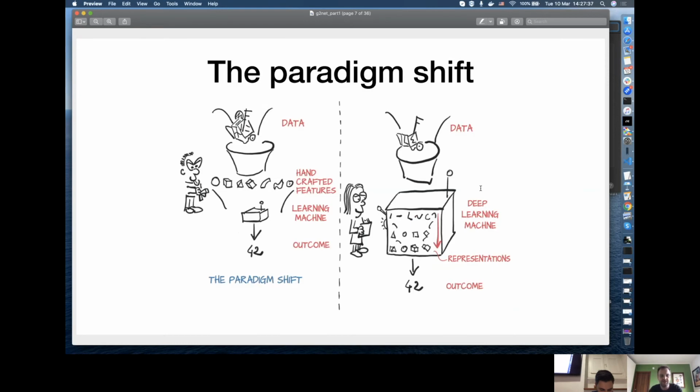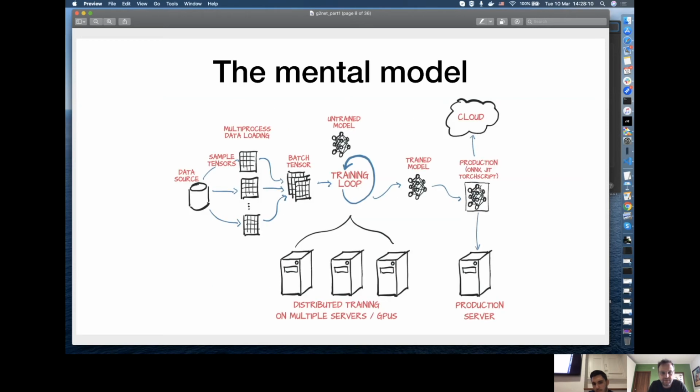So the paradigm shift is really from handcrafted features and a learning machine that takes these features and produces an outcome, to something that is a bit more black-boxy, but takes data in raw form and learns how to digest the raw data into intermediate representations that step by step become closer and closer to the outcome, so that then the machine can produce the outcome.